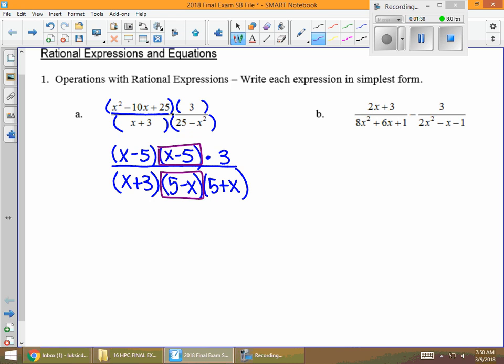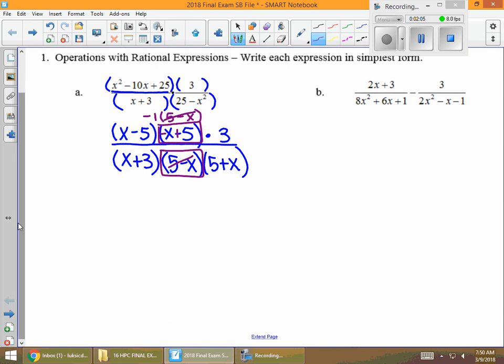So you can do it in the numerator or the denominator. I'm going to do it in the numerator because I can take that negative out and put it with the 3. So if I switch the signs here in that set of parentheses, I need to take a negative out. So it would look like this, really. Negative 1 times 5 minus x. And now those are cancelable.